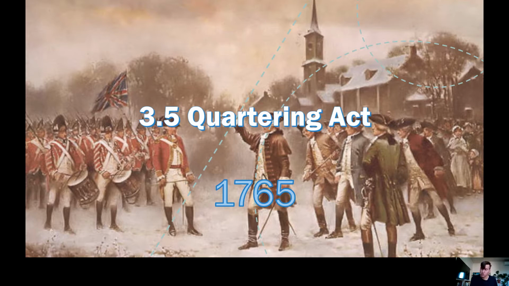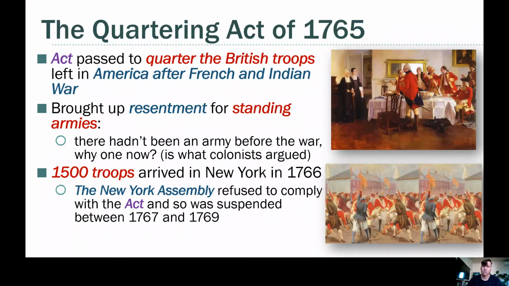They do this so that they can send more troops to the colonies in case they need them. They're basically getting ready to crush a rebellion if it needs to happen, because they're going to issue more acts. All right, so that's what you have to know. It's in response to the situation of the Stamp Act crisis, rebellion. Okay, so the Quartering Act of 1765. The act passed to quarter the British troops left in America after the French and Indian War.